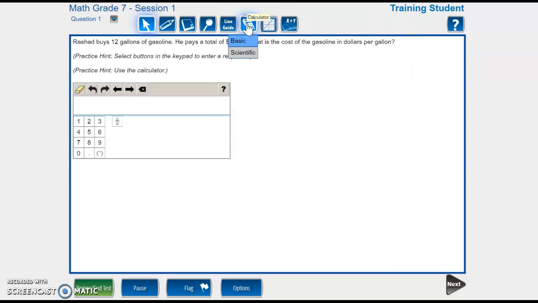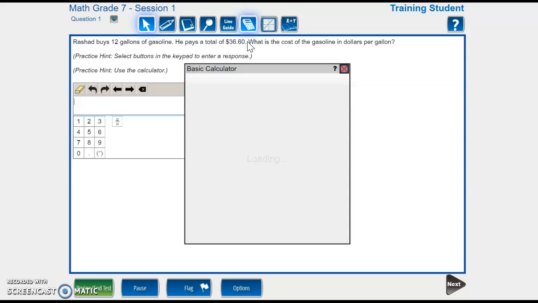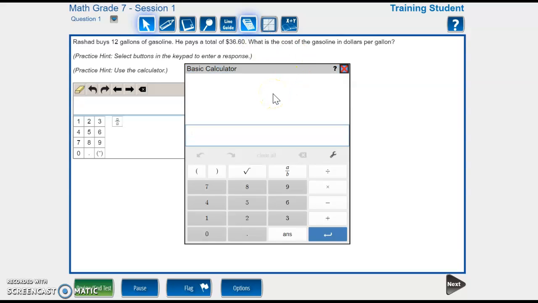Next, you have the calculator. You have 2 different types of calculators. You have the basic and the scientific. So the basic calculator has your 4 functions on it, as well as square roots and fractions. This A over B is writing a fraction, so if you need to and you don't know what it is as a decimal, you can type it in and it will give you the decimal there for you.